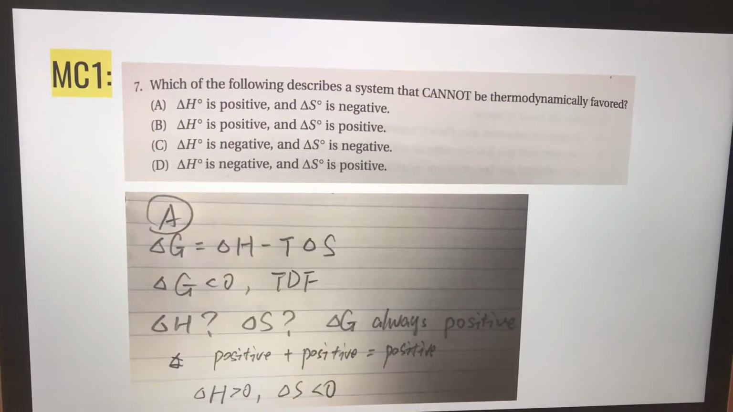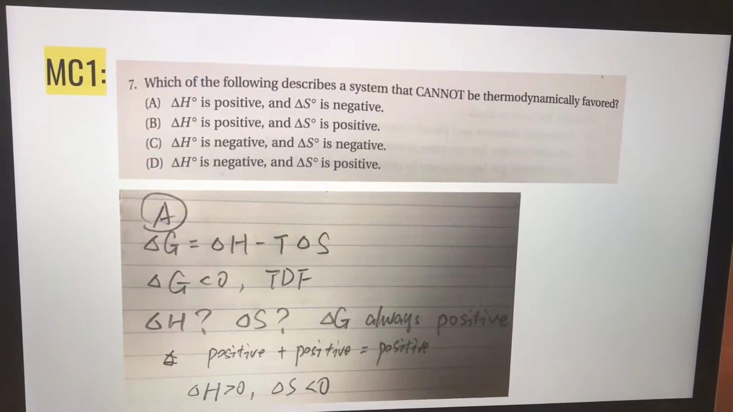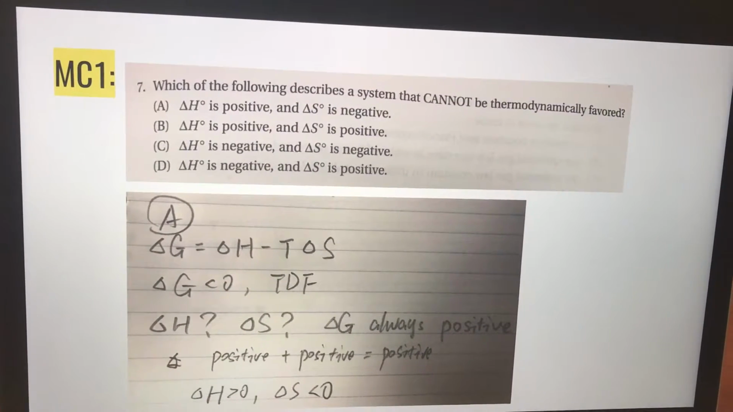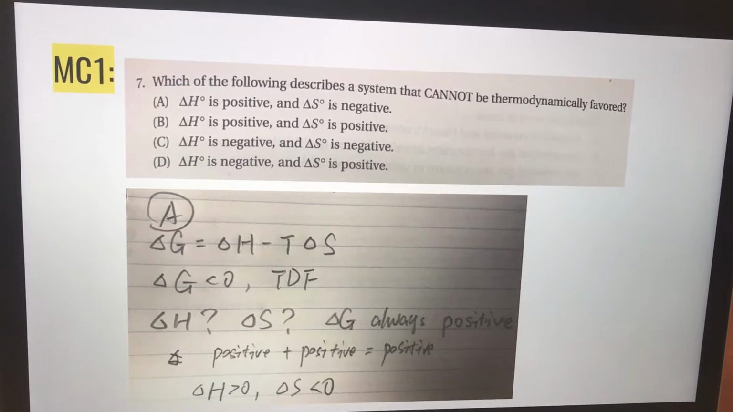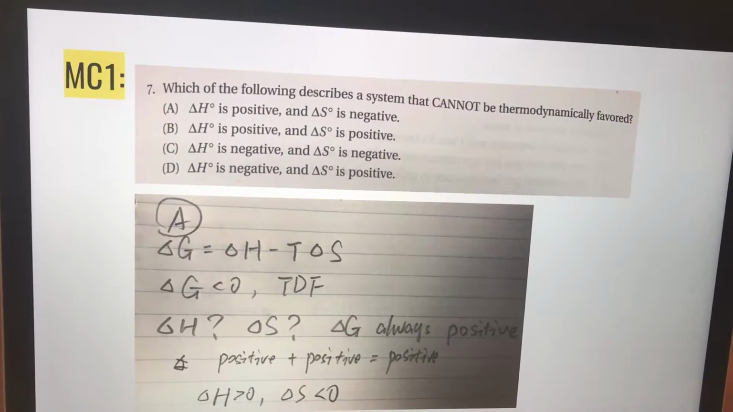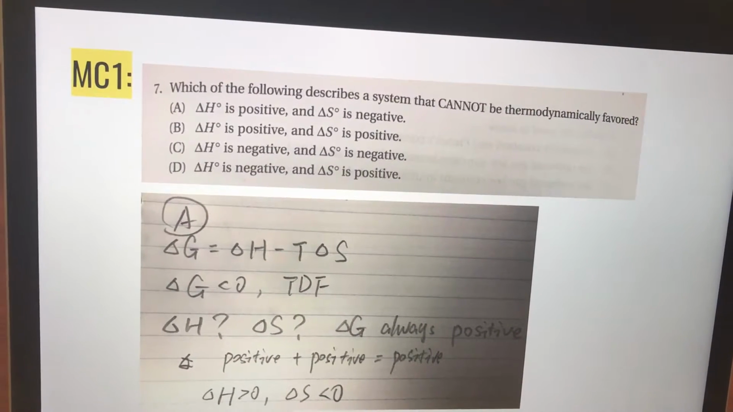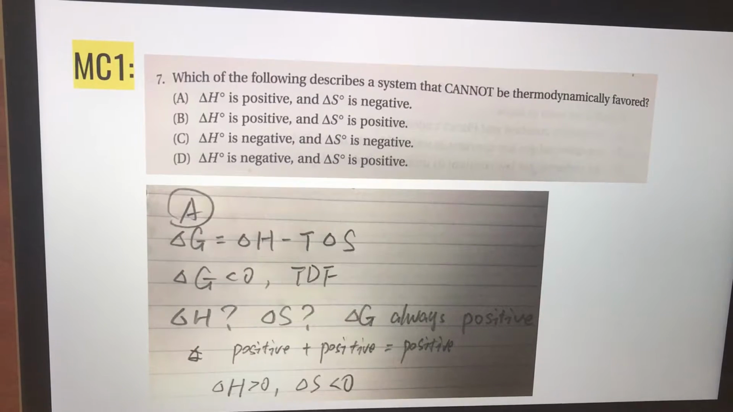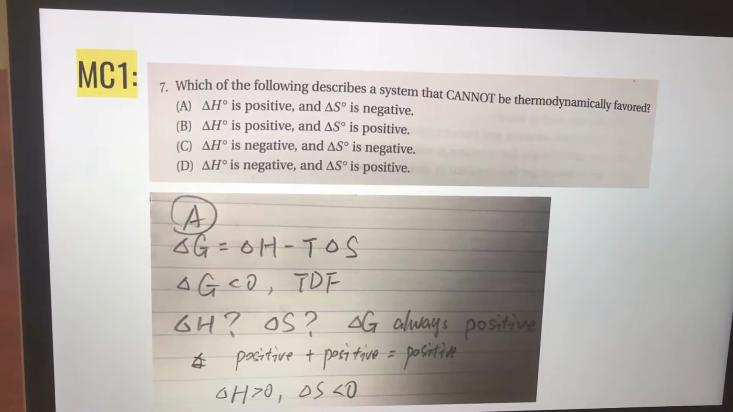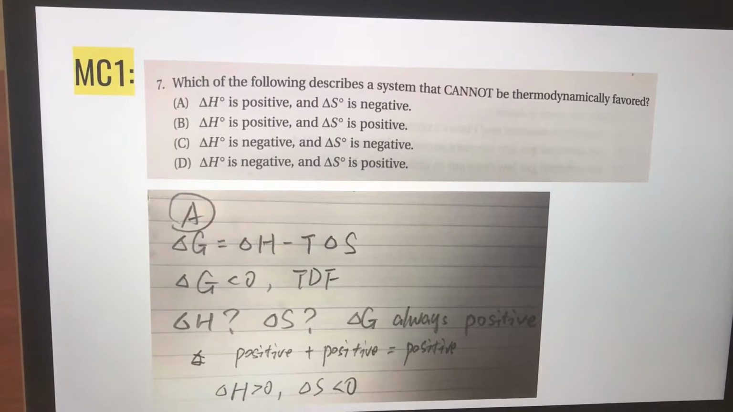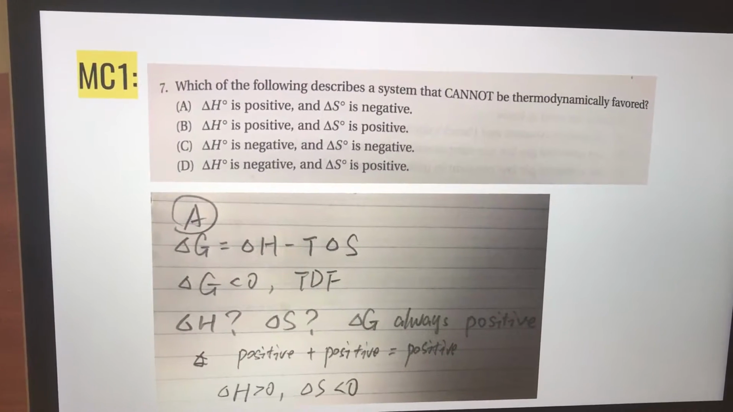So MC1: which of the following describes a system that cannot be thermodynamically favored? I think this question is like an application of the delta G formula. Delta G equals delta H minus T delta S. And the thermodynamically favored condition for delta G is negative. So it asks for when it is not thermodynamically favored, which means what is the condition of delta H and delta S to let delta G always be positive?